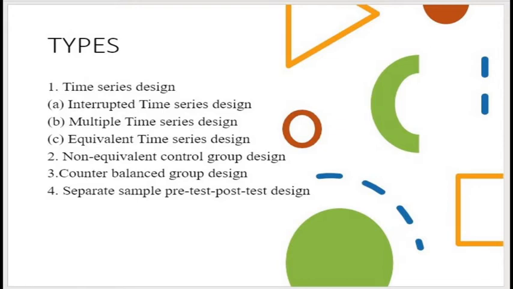Types of quasi experimental design: first, time series design, of which there are three types: interrupted time series design, multiple time series design, and equivalent time series design. Second, non-equivalent control group design. Third, counterbalanced group design. Fourth, separate sample pre-test post-test design.